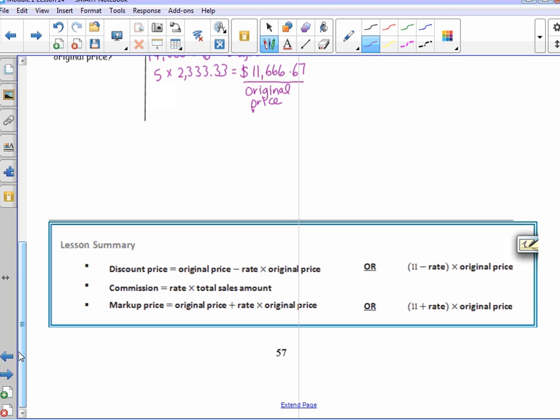In this lesson, you have learned the discount price is equal to the original price minus the rate times the original price. The commission is equal to the rate times the total sales amount, and the markup price is the original price plus the rate times the original price. We worked on different ways to solve the problem using a tape diagram as well as an equation.